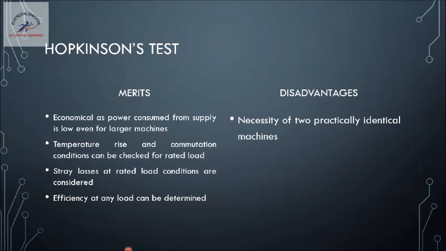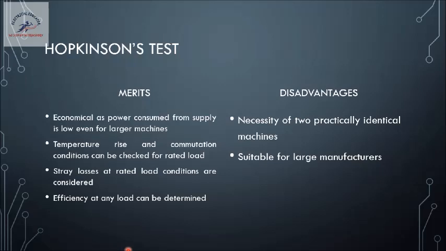So suitable only for large manufacturers. Let us say there is an industry which manufactures a higher number of DC motors. Then we can take two such motors, connect them electrically as well as mechanically, and perform the test. Whereas for an individual customer having a single motor, it is not practically viable to perform this Hopkinson test. So this is possible for manufacturers, and usually they perform this.